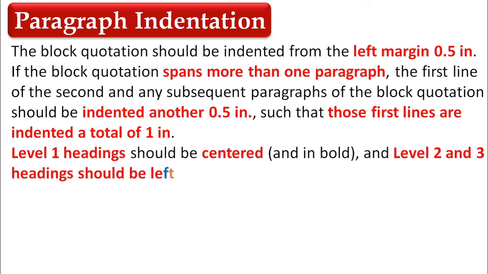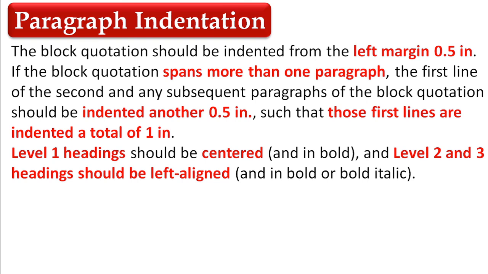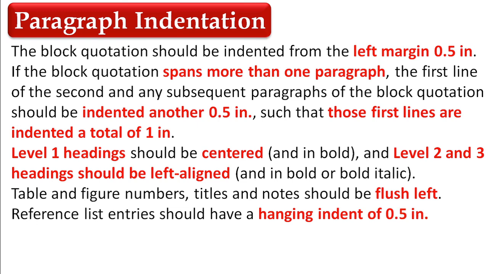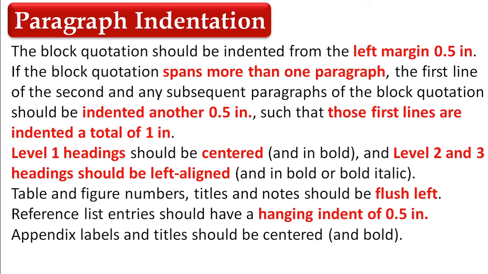Level 1 heading will be center aligned, so no indentation for that. But level 2 and level 3 headings should be left aligned. Table and figure numbers, titles, and notes should be flush left. Reference list entries should have a hanging indentation of 0.5 inch. So whenever we put a reference, there will be a hanging indent, meaning the second line will be slightly away from the first line. Appendix labels and titles should be center aligned. So this is all for this video.